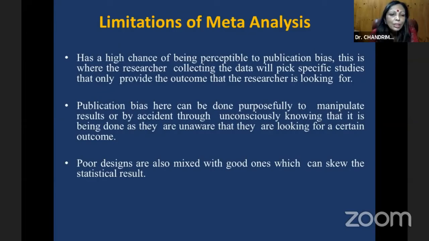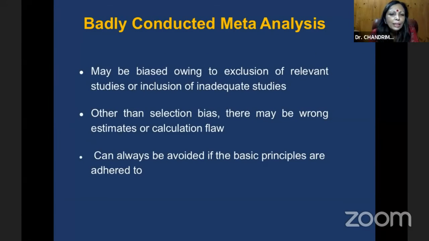And it has its limitations as well. It has a high chance of being susceptible to publication bias. Publication bias here can be done purposefully, or results can be manipulated by accident, unconsciously, without being aware of it. And poor designs are also mixed with good ones, which can actually skew the statistical result. So a badly conducted meta-analysis may be biased. Other than that, selection bias can be avoided if the basic principles are followed.